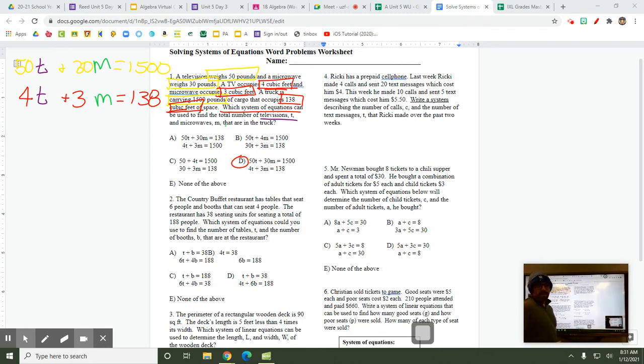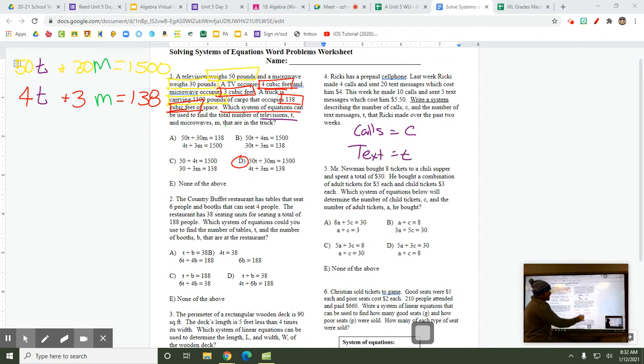I'm not just saying reread because my last name's Reed, whatever. Anyway, Ricky has a prepaid cell phone. Last week, Ricky made 4 calls and sent 20 text messages, which cost him $4. This week, he made 10 calls and sent 5 text messages, which cost him $5.50. Write a system describing the number of calls, C, and the number of text messages, T, Ricky made over the past 2 weeks. So just by this last sentence, I know that calls is going to equal C and text is going to equal T.